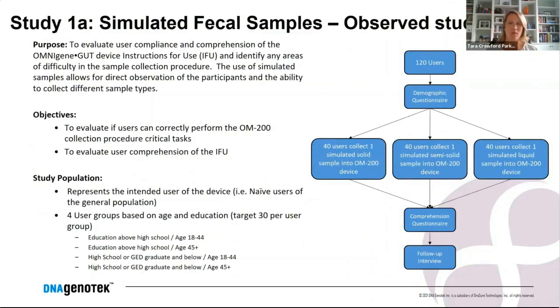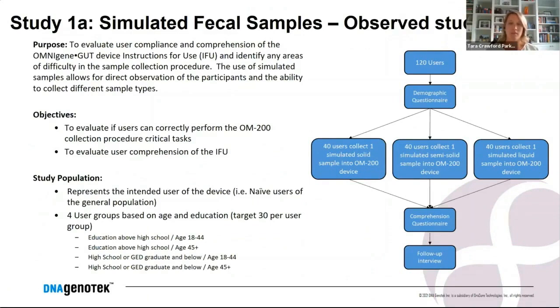First, to provide an overview of the first arm of Study 1, our observed study, which was conducted using simulated fecal samples, was designed to evaluate user compliance and IFU comprehension. The use of simulated samples here allowed for direct observation and provided a means to evaluate if users could correctly perform the critical tasks from the OmniGene Gut instructions for use.